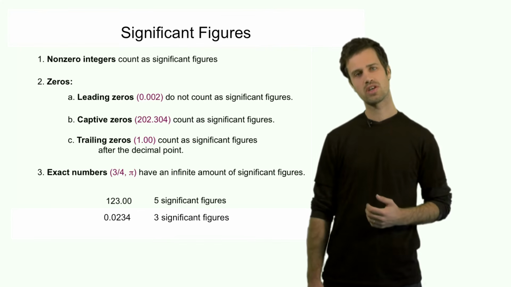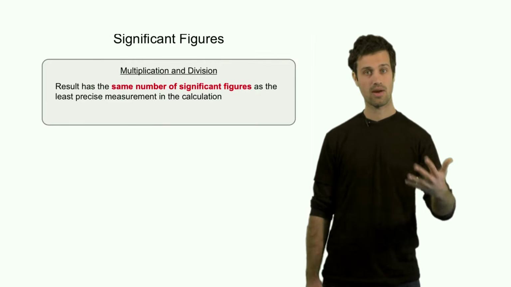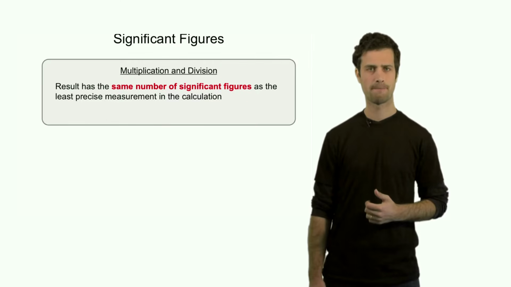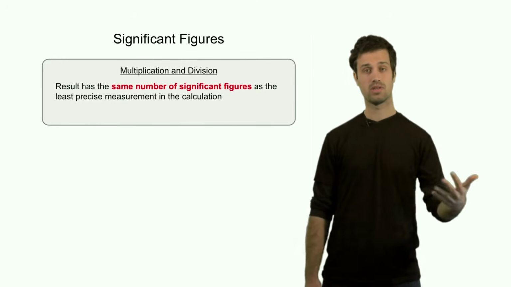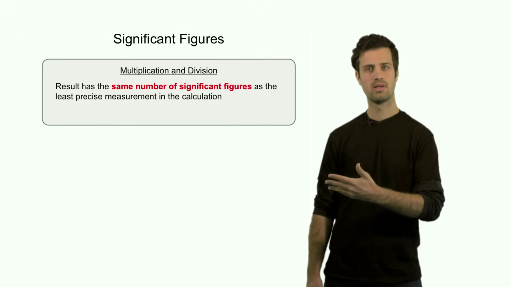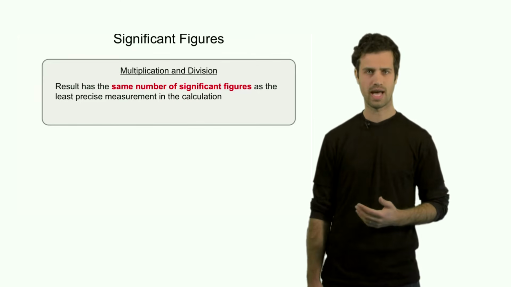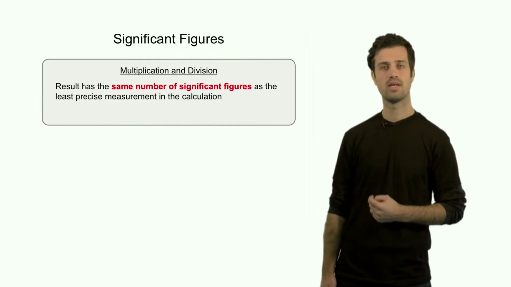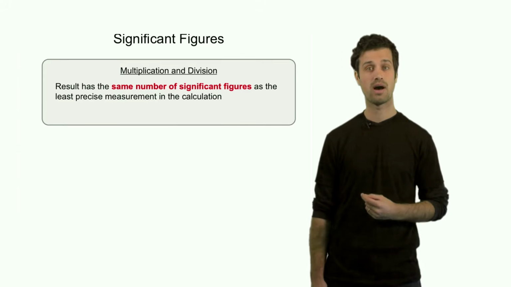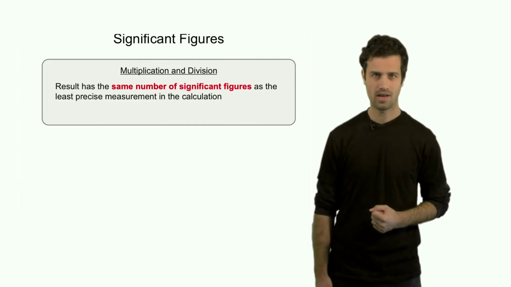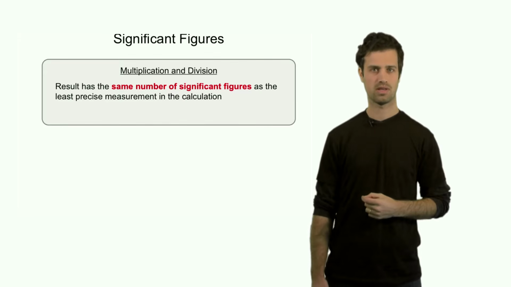So let's next consider how to do mathematical operations with numbers that carry a certain amount of significant figures. Let's say I do a multiplication or a division, and after this operation I get a result. How many significant figures does the result have? I need a rule for that. And the rule is given here in case of a multiplication and a division. The result has the same amount of significant figures as the measurement with the least amount of significant figures.